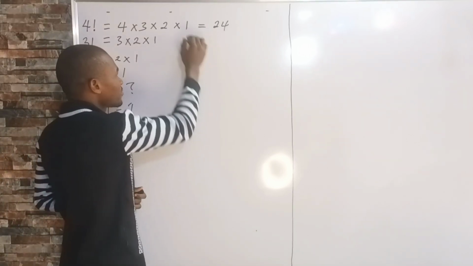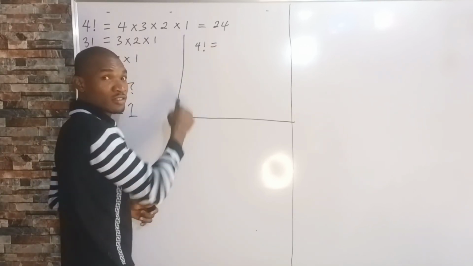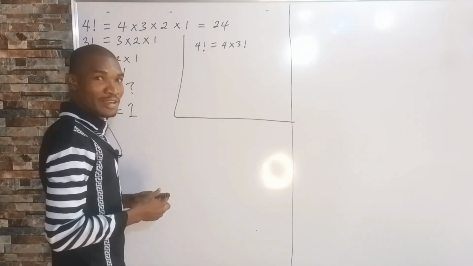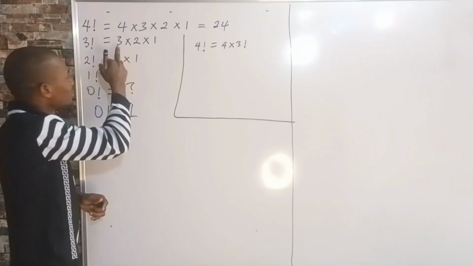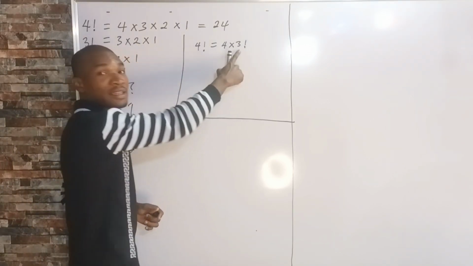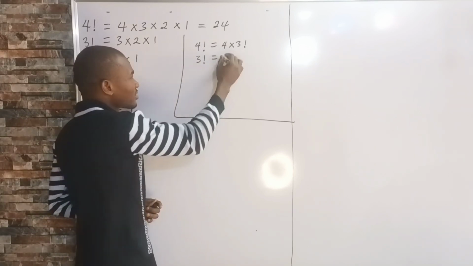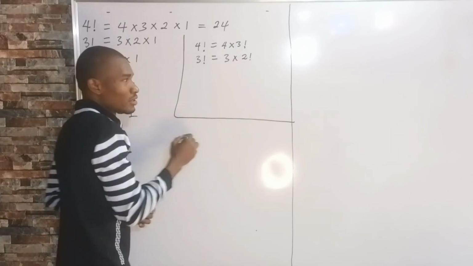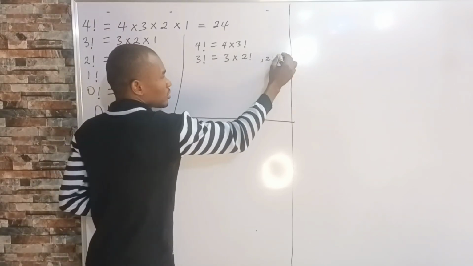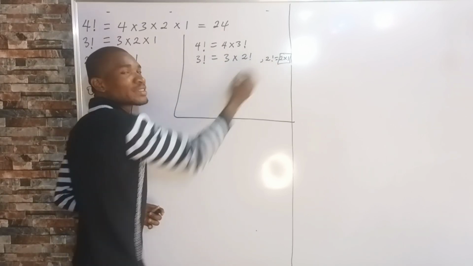For instance, let me demarcate this. If I have 4 factorial, 4 factorial can also be put as 4 multiplied by 3 factorial. Because I know that 3 factorial is 3 times 2 times 1. So instead of continuing to multiply up to 1, I can end it at 3 factorial. If I have 3 factorial, I can still break it as 3 times 2 factorial, because I know that 2 factorial means 2 times 1. So I can take this 2 times 1 and fix it here. And it will still be 3 times 2 times 1.